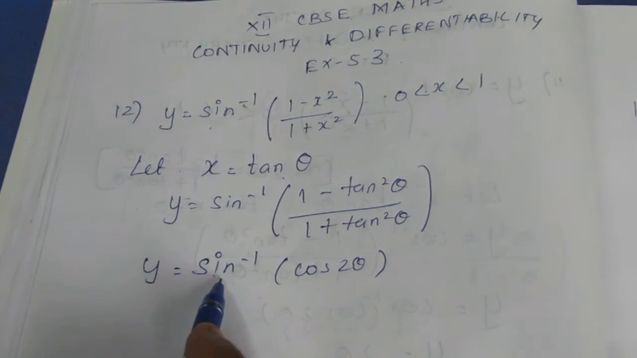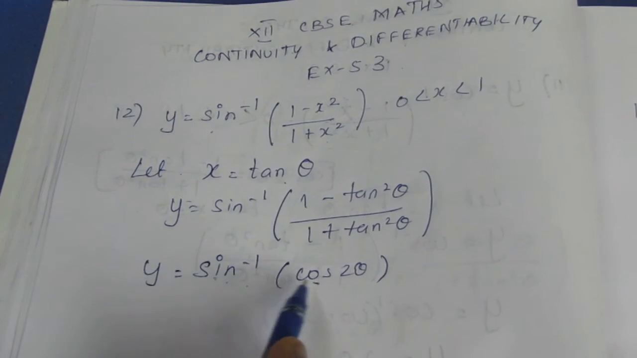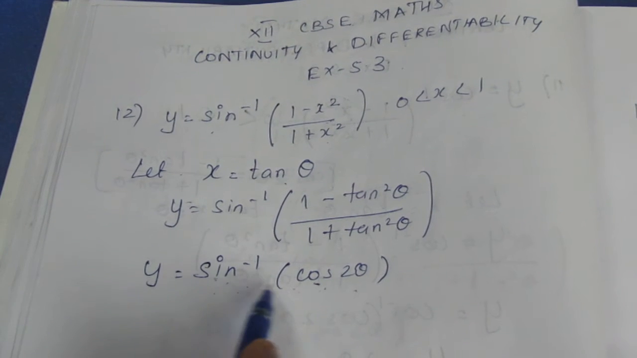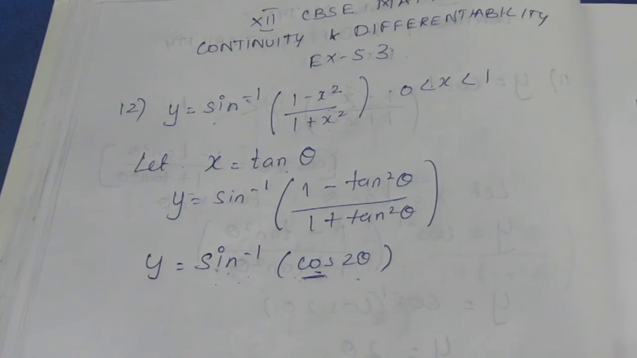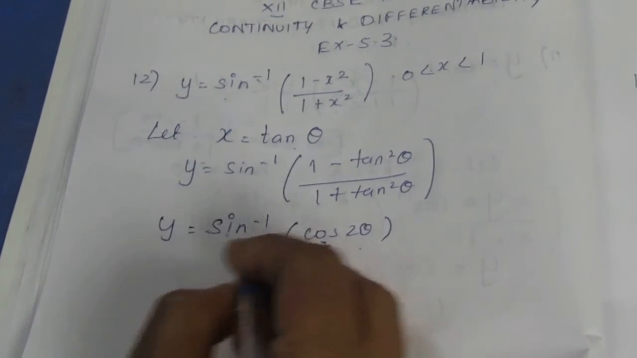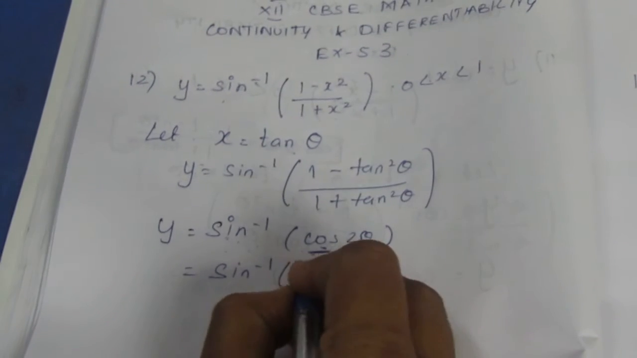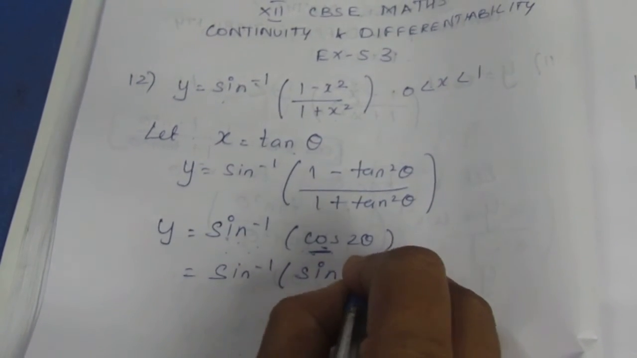Now we can't cancel this. If it is sine, we can directly cancel sine inverse and sine. As it is cos 2 theta, we can't directly cancel this. We need to change this to be a sine, only then it will be easy for us to solve. So I am going to change this as sine. We have learnt in smaller classes that this can be written as sine of (pi by 2 minus theta).